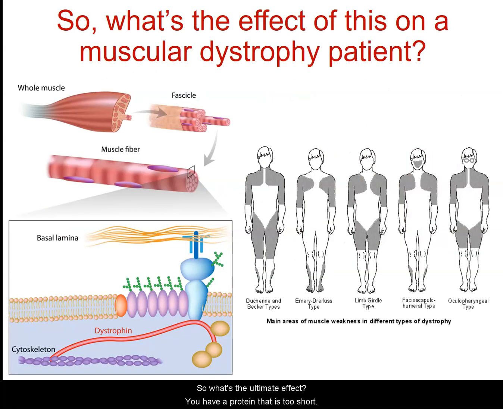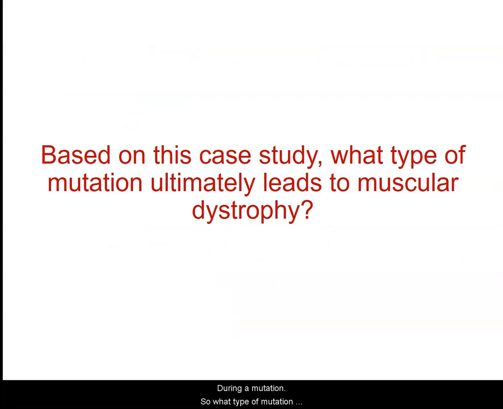So what's the ultimate effect? You have a protein that is too short. If you have a protein that is too short, it's because a stop codon occurred during a mutation. So what type of mutation leads to muscular dystrophy? It would be a nonsense mutation because a stop codon was created by a single base pair point mutation.